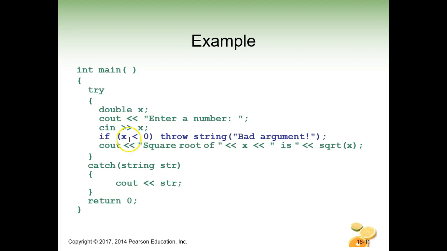And what happens, let's say X gets entered here as -2. -2 less than 0 is true. So what will happen is it'll throw this string down into this exception and it'll output "bad argument". If X is, let's say it's 4, this is false, it'll bypass this and it'll just say the square root of 4 is, whatever the square root is, we'll display there.